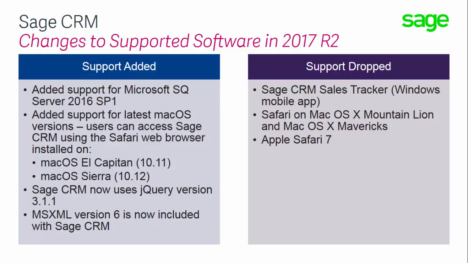We have dropped support for the Windows mobile app, that was the Sage CRM Sales Tracker, and we've also dropped support for Safari on Mountain Lion and Mavericks. And we're no longer supporting Safari 7 either.